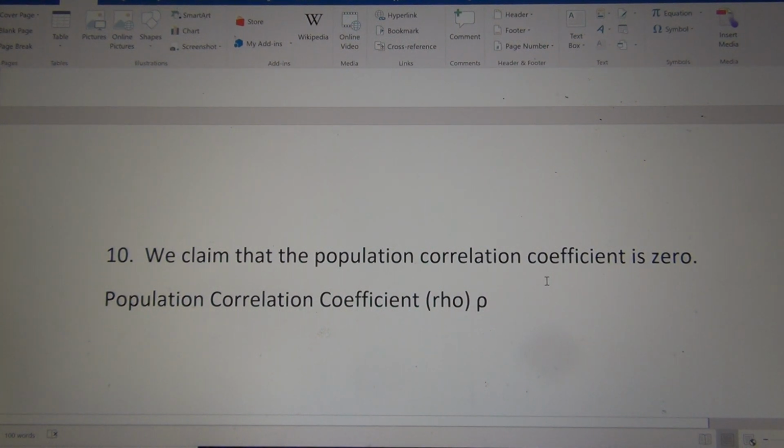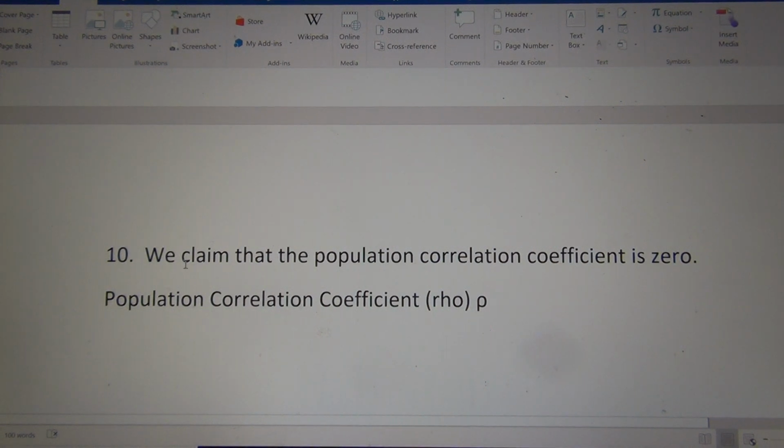It determines if two quantitative variables have a linear relationship or not. And it's oftentimes compared to 0. When the population correlation coefficient is 0, usually that means there's no linear relationship between the quantitative variables.